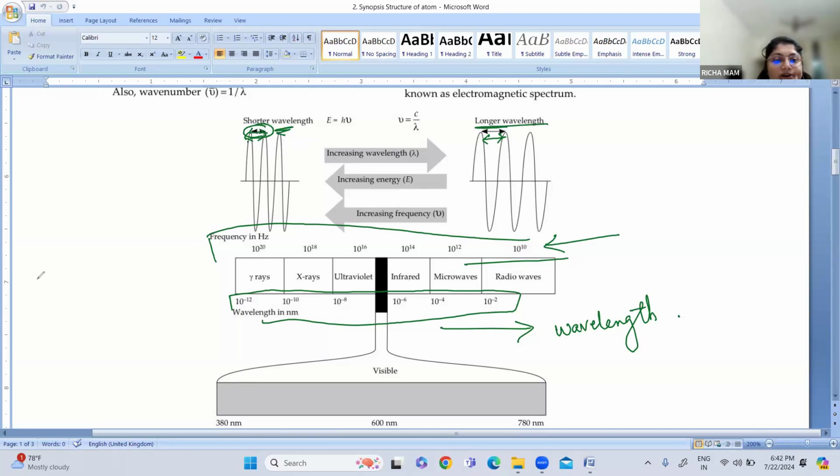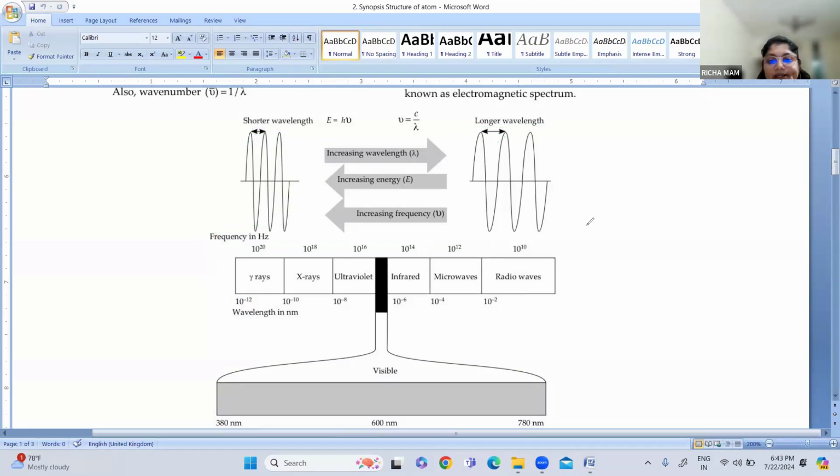So when we are seeing the electromagnetic spectrum in terms of increasing frequency or decreasing wavelength, what first comes is your gamma rays. What is the wavelength of gamma rays? 10 raised to minus 12. Then comes your X-ray, which is 10 raised to minus 10. Then comes your ultraviolet rays, that is your UV rays, which is 10 raised to minus 8.